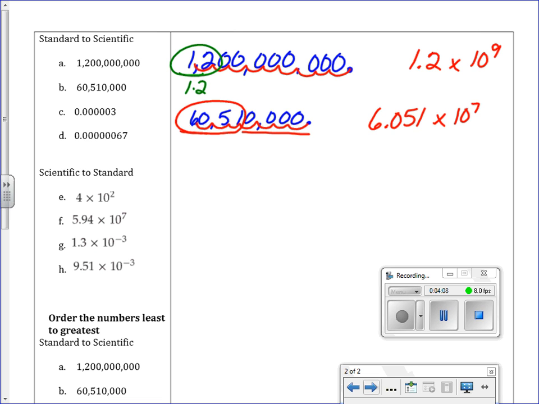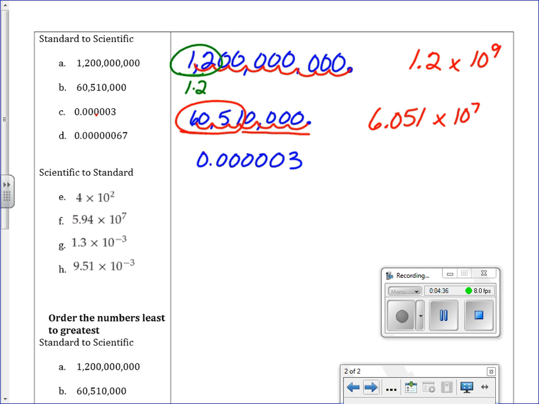Next, I have a decimal. I have a number that's very small in value. So I have 0.00000, wait, 1, 2, 3, 4, 5. 1, 2, 3, 4, 5, 3. Okay, there's my number. I'm going to rewrite that in blue: 0.000003.